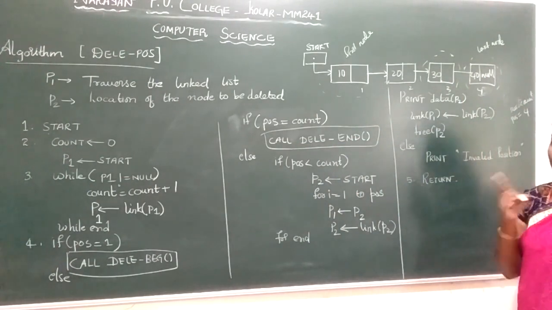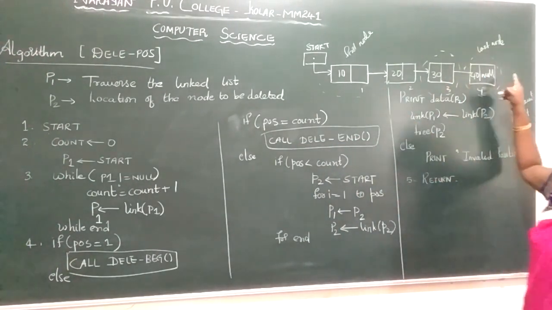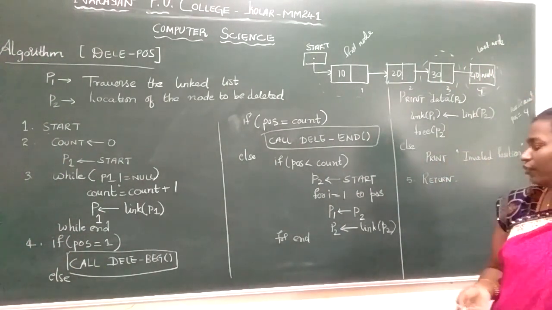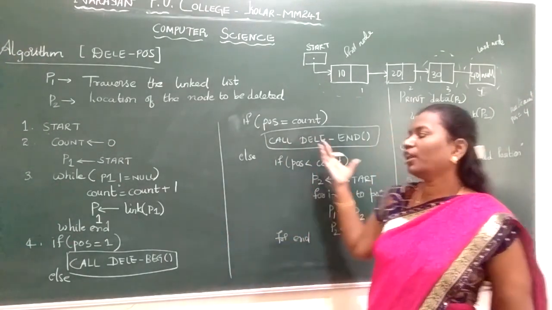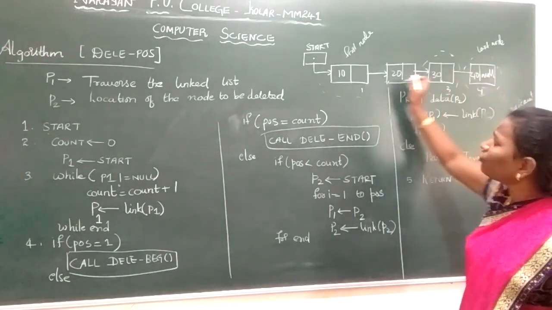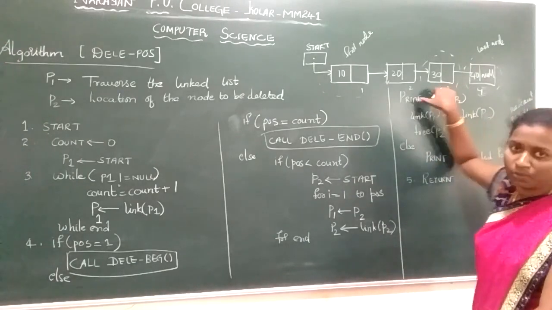I repeat, if position is equal to 1, I delete the first node. If position is equal to count, what is my count? 4. So if position is equal to 4, I delete the last node. If both are not true, for example I am not deleting at the beginning, at that time what should I do? I have to now execute the routine to delete the element at the given position.